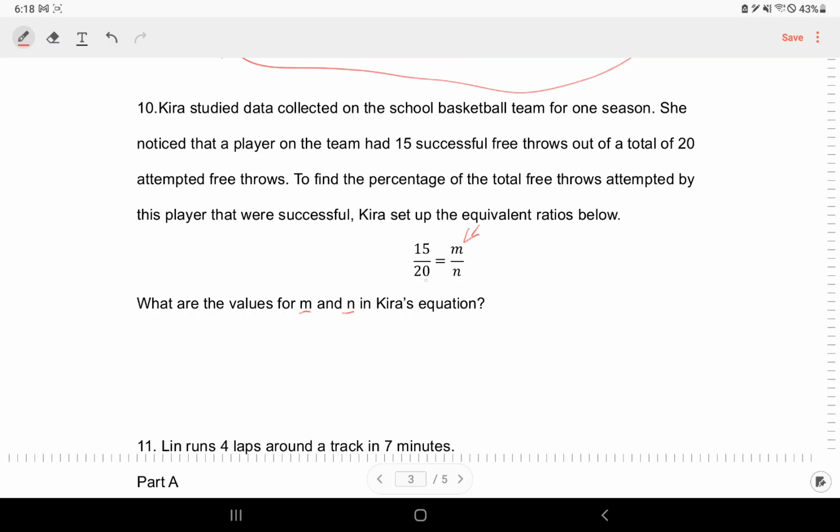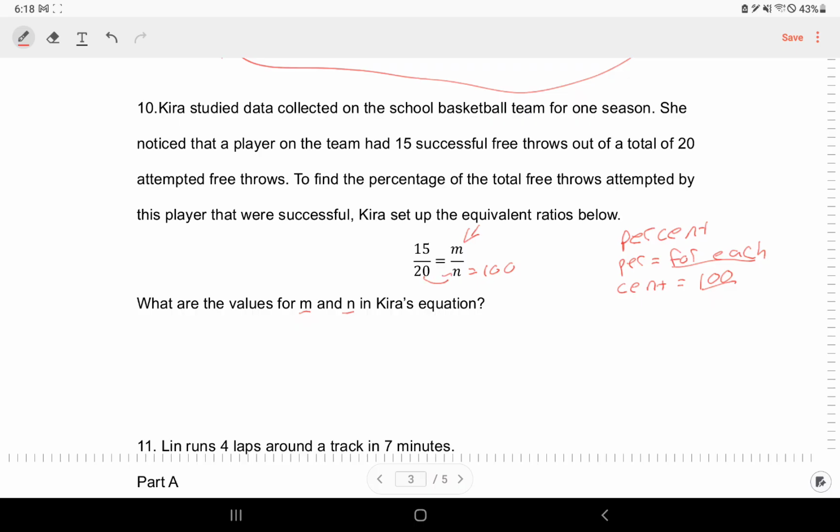Well, we're looking for a percentage, basically. So N has to be 100. Because percent, per cent, for each cent is 100. So for each 100. So N has to be 100.